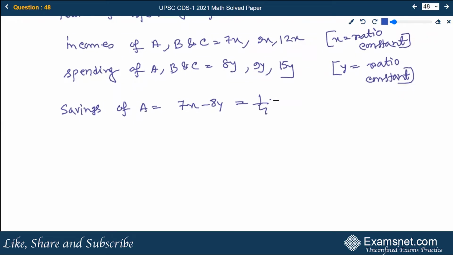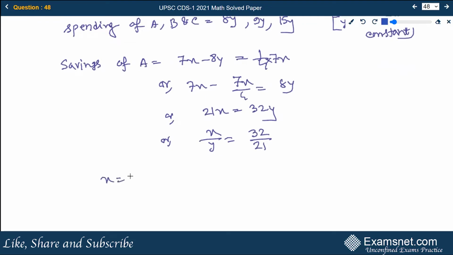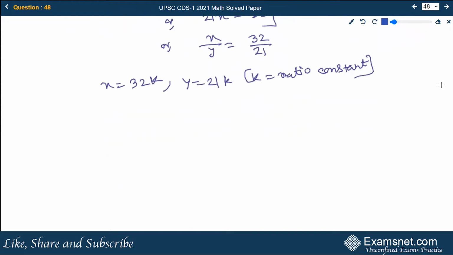that is 1/4 of 7x. Now further I can write 1/4 of 7x equals 7x minus 8y. So if I further calculate it, I will get 21x equals 32y. So from here, the ratio of x and y is 32:21. So I can say x equals 32k and y equals 21k, where k is the ratio constant in this case. Correct?